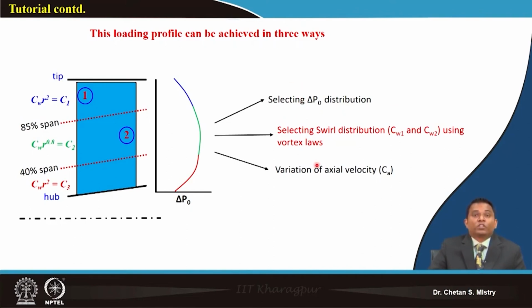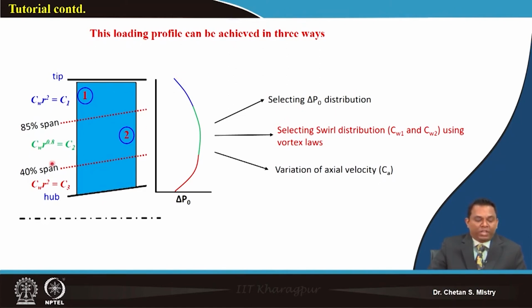Now there is one more possibility. Many designers are changing the axial velocity from hub to a certain span location, and then from that particular span to higher span, they are configuring higher axial velocity, and towards the tip region they are configuring lower axial velocity. So that is also possible. But in this case my axial velocity is constant, so we will not be exploring that possibility.